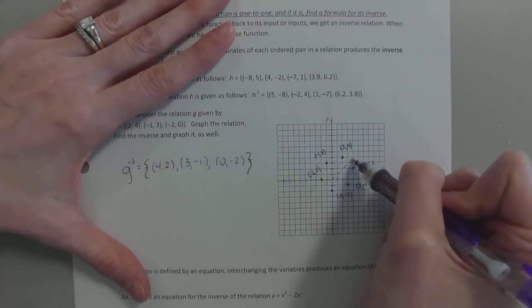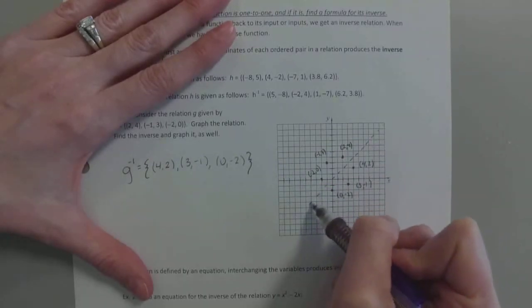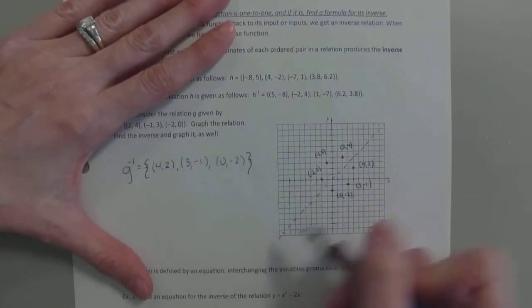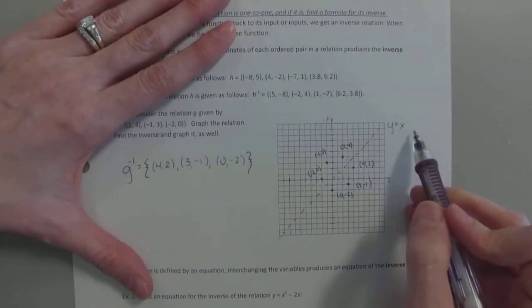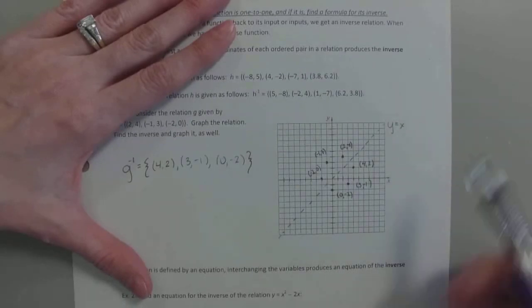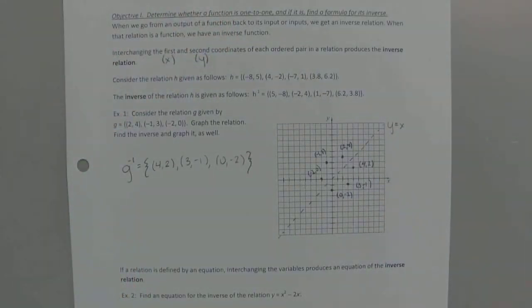What it is: every relation and its inverse is symmetric about the line y equals x. Okay? So the line y equals x has a y-intercept of 0, so it just goes through the origin, and it has a slope of 1, up 1 over 1. So it's just the line that goes straight through the origin, goes up 1 over 1.